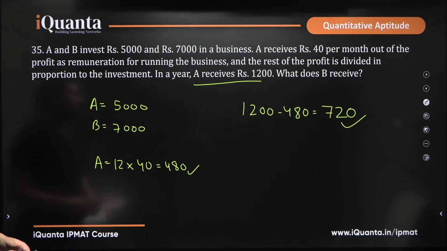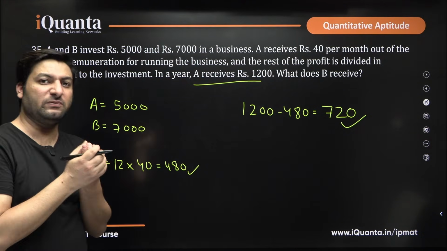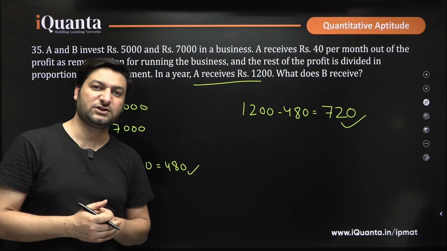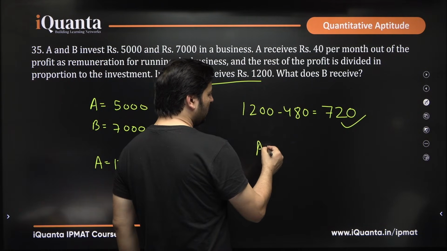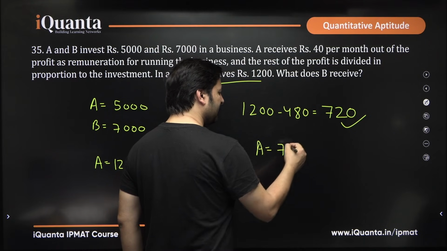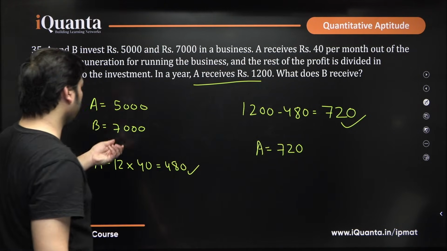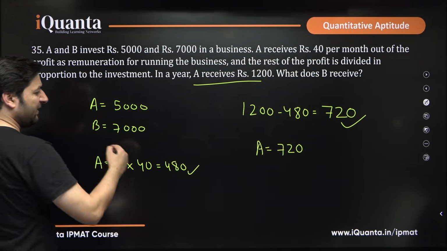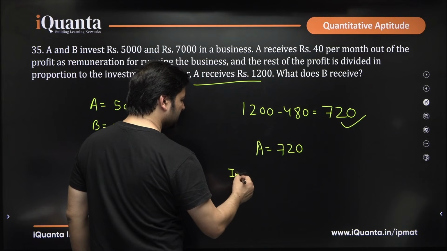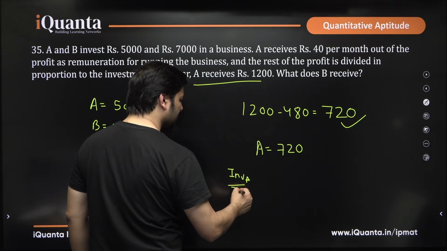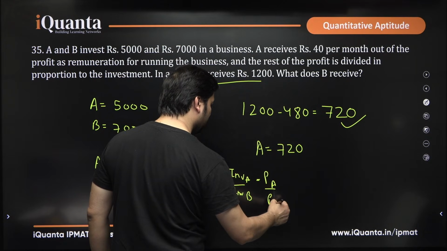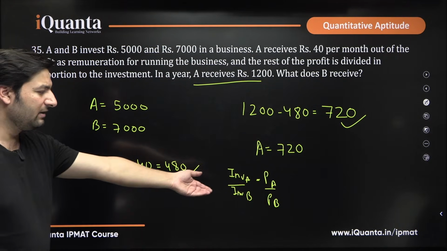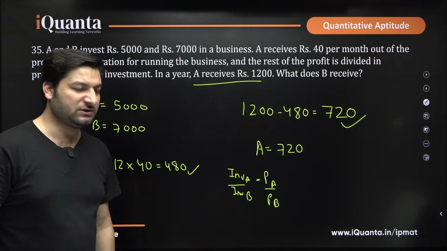Always remember, the final profit that we get is always divided in the ratio in which the money was invested. So, that means the share out of profit that A purely gets is 720. What was the ratio of investment of A and B? That was 5:7. So, the investment ratio of A and B is always equal to the profit ratio of A and B.